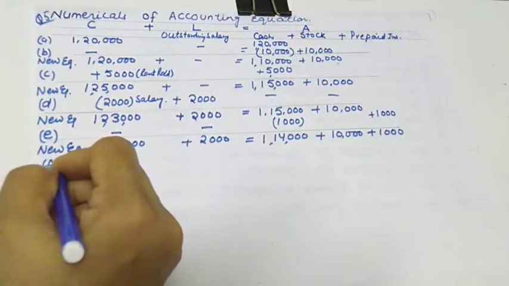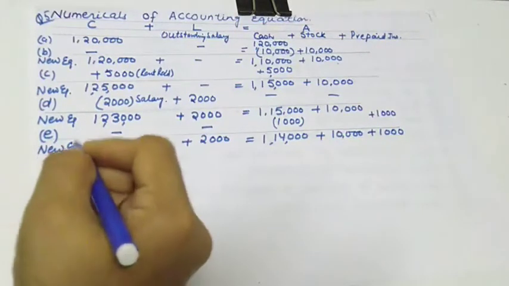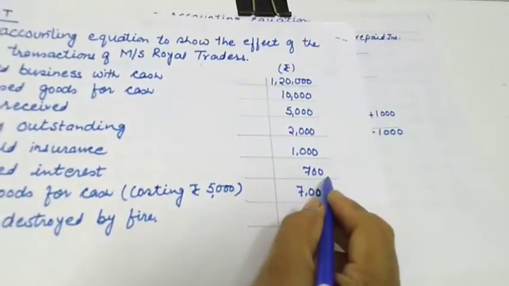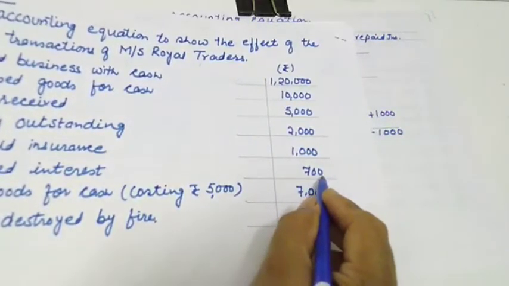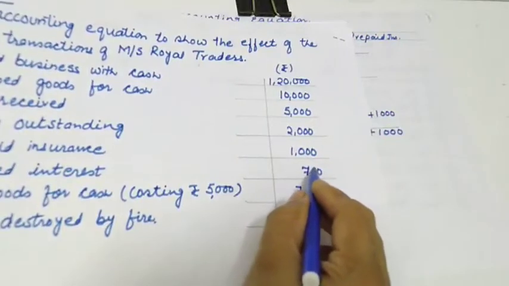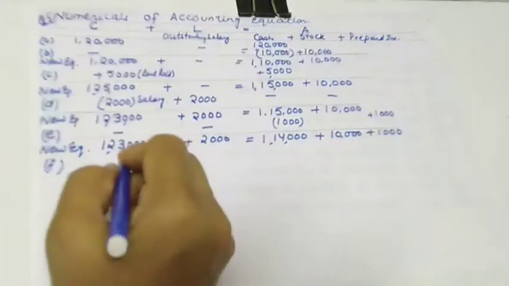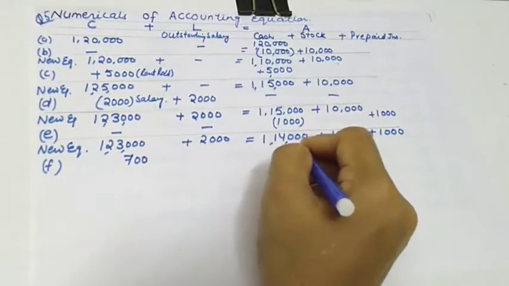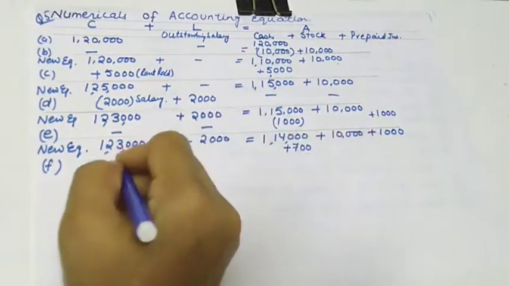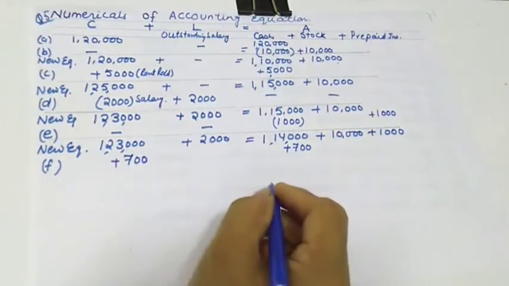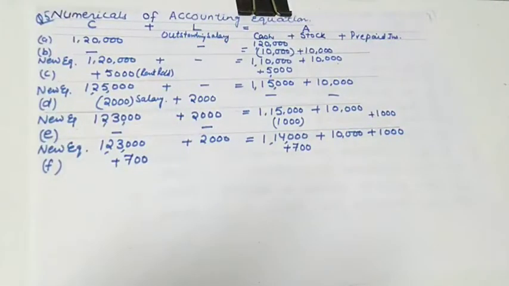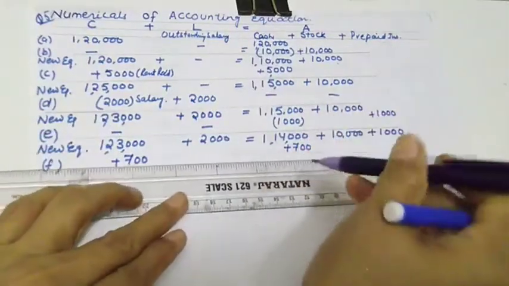Now see the effect of the next transaction. Received interest. You are receiving interest, so you receive interest of rupees 700. It's your income. So what is to be done with the income? Income is to be added in capital, number 1, and when you are receiving, it is to be added in cash also. So cash as well as capital. Now see the impact of this.